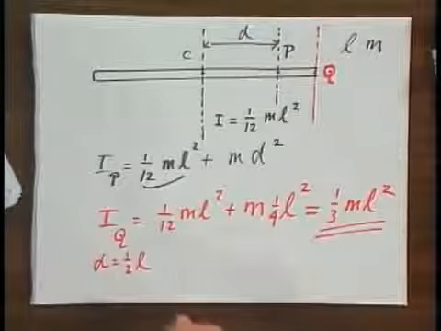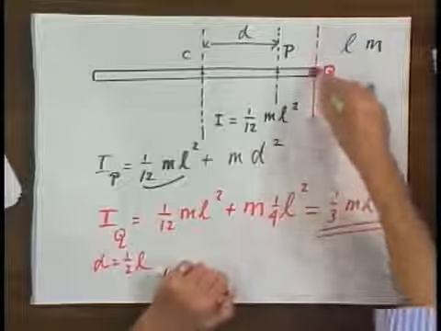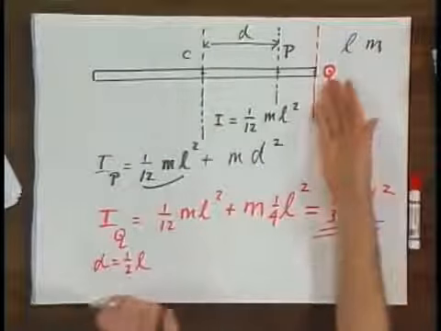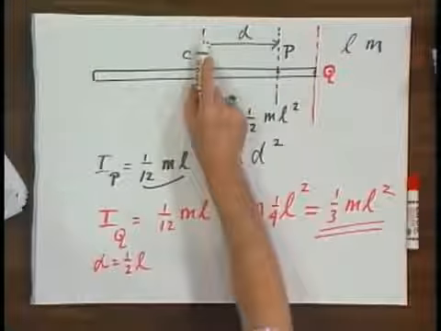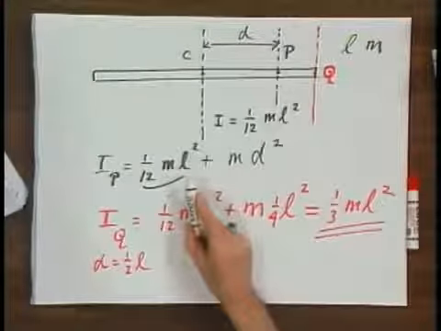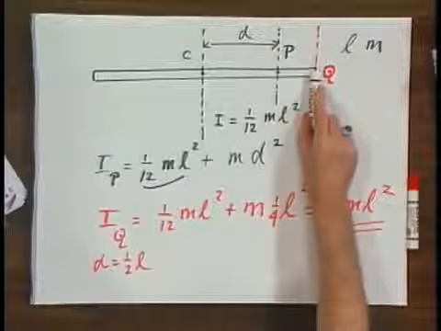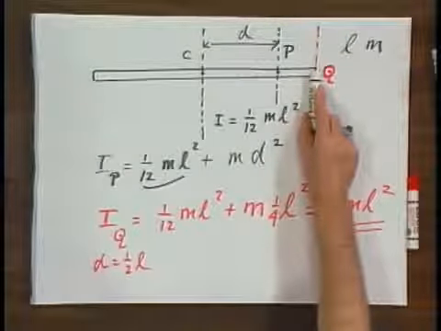This result you can also find in many tables. But if somehow you don't have the tables and you have the value of the moment of inertia about the center of mass, then you can evaluate all the others. So it comes in very handy.